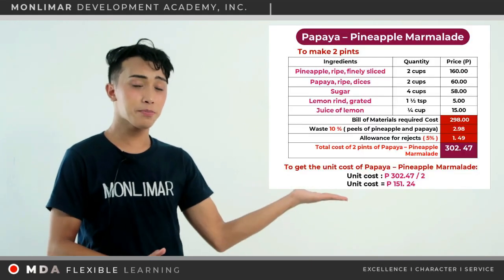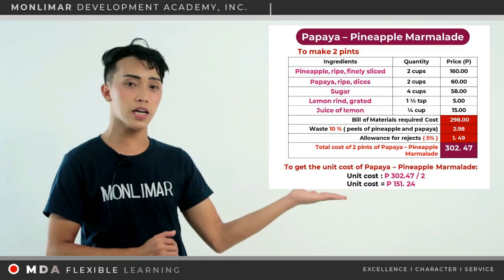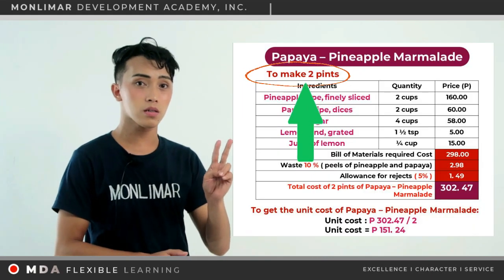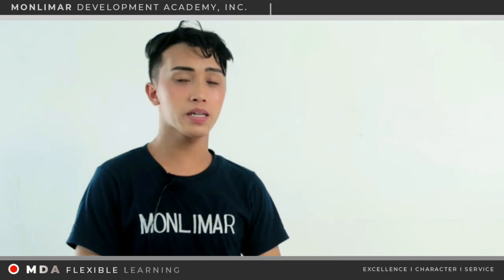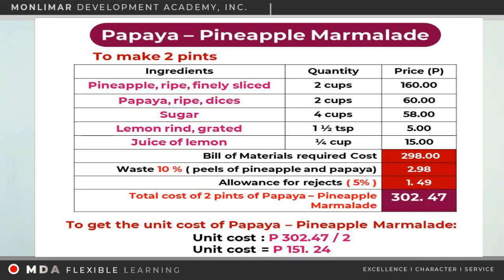For instance, this bill of materials of the papaya pineapple marmalade is required to produce 2 pints and costs 298 pesos. The peels of papaya and pineapple are considered as waste, which is 10% of the material cost. Simply multiply the cost by 10%. So we have 298 pesos multiplied by 10%, and we have 29 pesos and 80 centavos for the waste. The reject allowance is only half of the waste cost. Half of the waste cost is 14 pesos and 90 centavos.